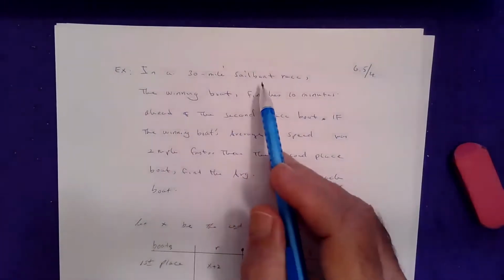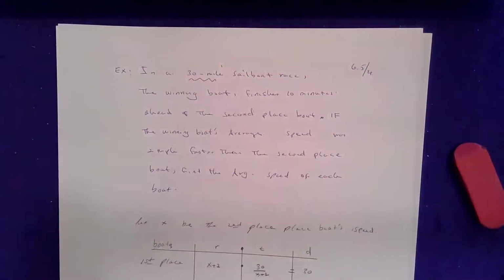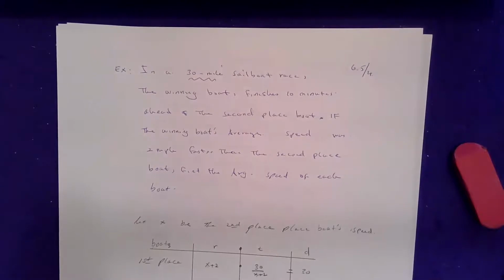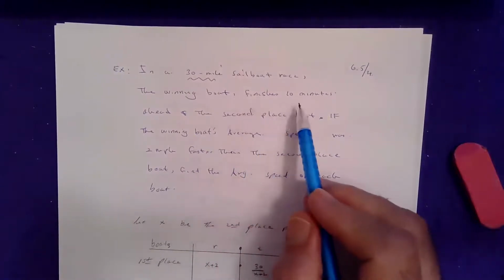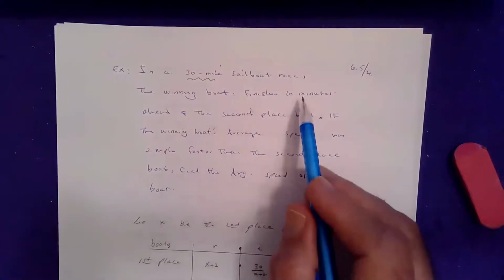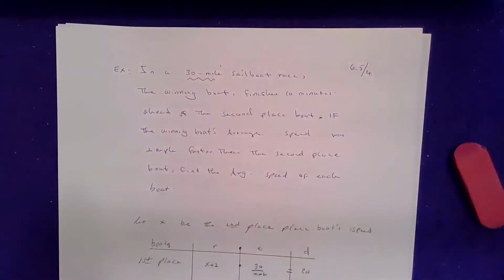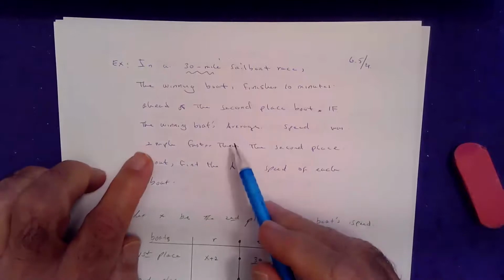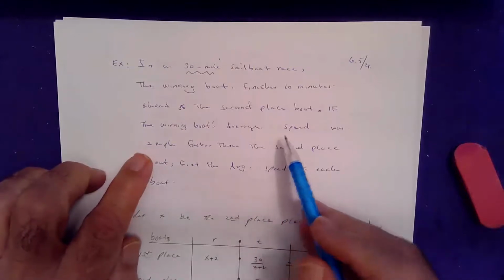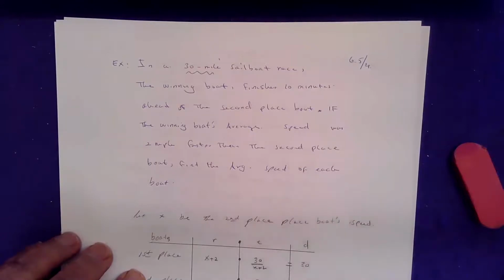Our last example is about a 30-mile sailboat race. So remember the distance was 30 miles. The winning boat finishes 10 minutes ahead of the second place boat. So this guy got there 10 minutes earlier than the second. Okay, if the winning boat's averages what? Oh, let's see now.